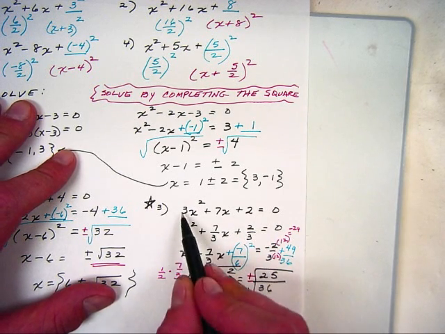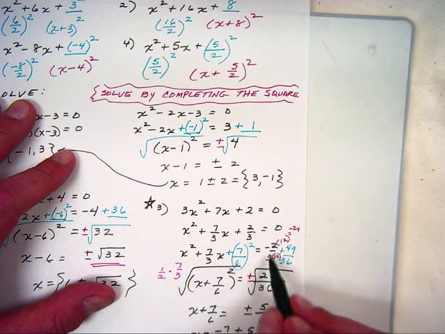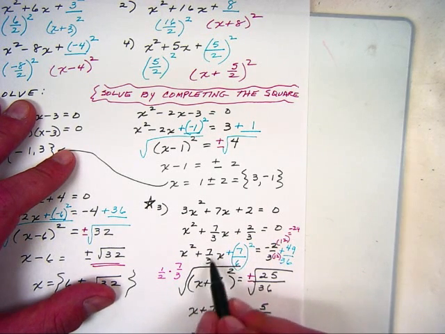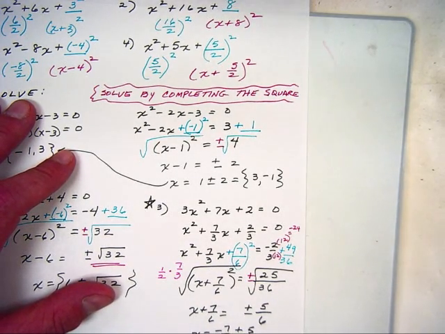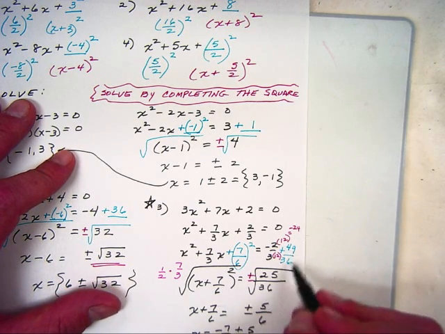I cannot complete the square if there's a number there. So now I subtract 2/3 on both sides. I get a negative 2/3 there. This cancels out. I need now to find what half of 7/3 is. So that's the same as 7/3 times 1/2. That's 7/6. And then I square that to get 49 over 36. That's what I add to this side.